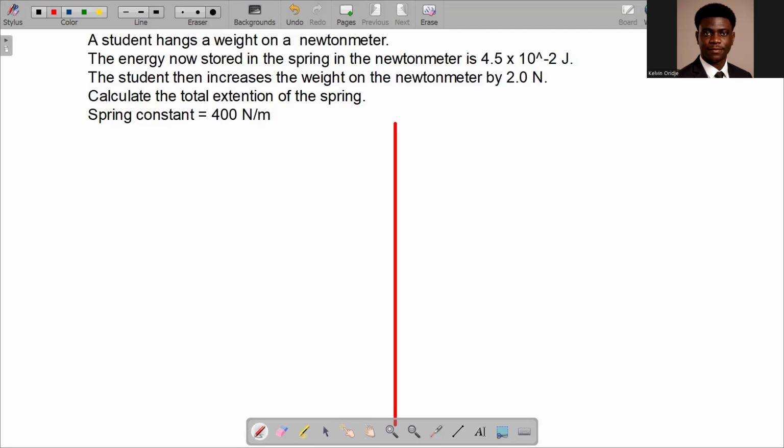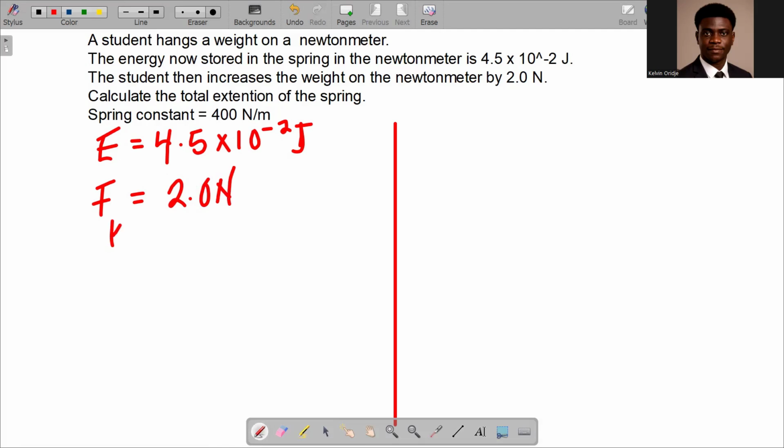So first thing, when you see a question like this, you write out the parameters given to you. The energy was given as 4.5 times 10 to the power of minus 2 joule. They said the student then increases the weight on a Newton meter by 2.0 Newton, and the spring constant was also given as 400 Newton per meter.